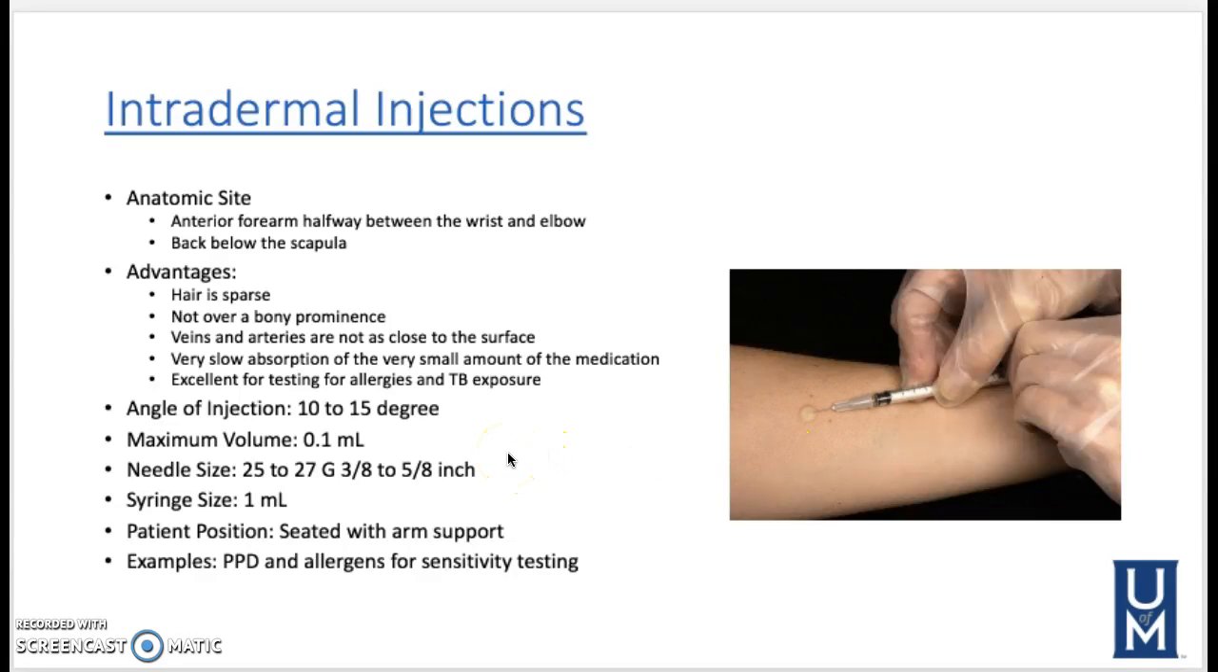For patient position, we want them seated with arm support if we are indeed using that forearm. Some examples of an intradermal injection would be a PPD, or purified protein derivative, to test for TB exposure, and for allergy testing, sensitivity testing. Remember again, I do need you to watch all of these videos, so please refer to your PowerPoint and click these links to watch how to give an intradermal injection.